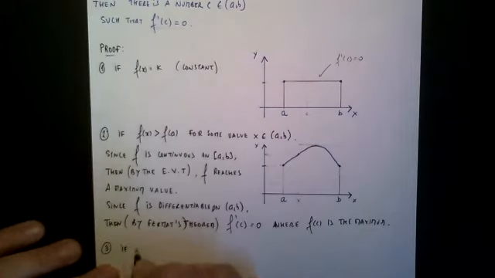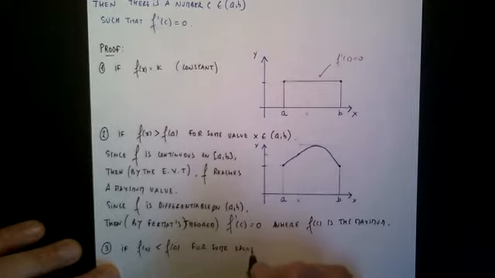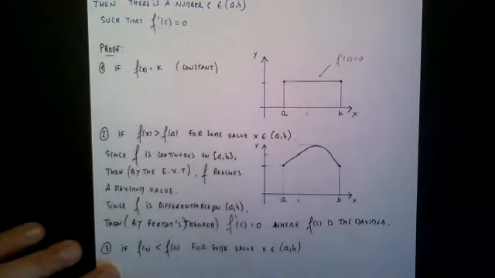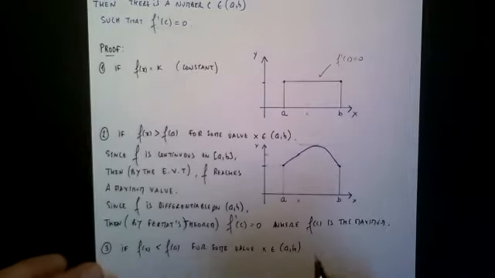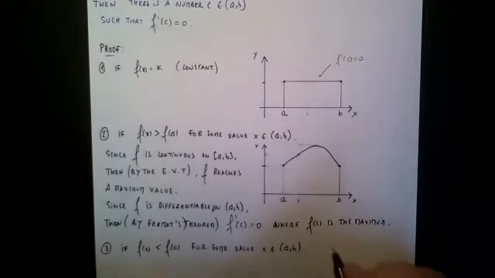So if f of x is smaller than f of A for some value x in AB, then I'm not going to do it. Then the exact same argument. And that completes the proof. That's all there is.